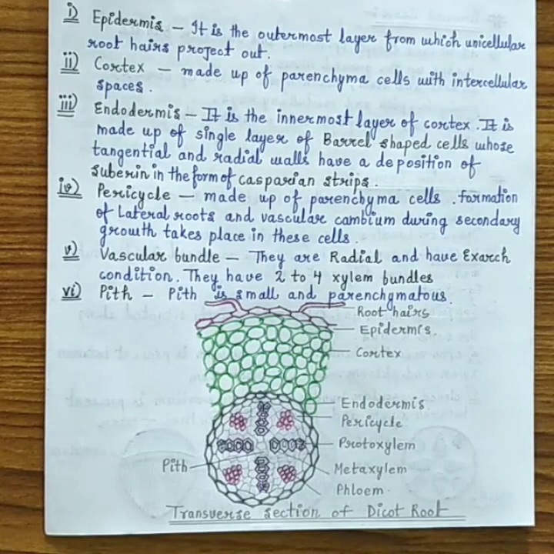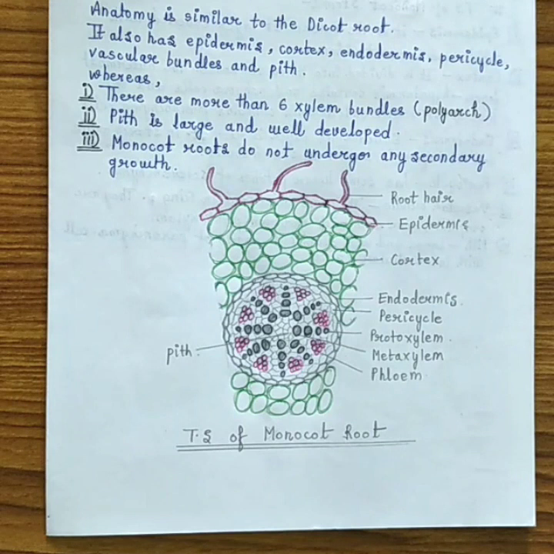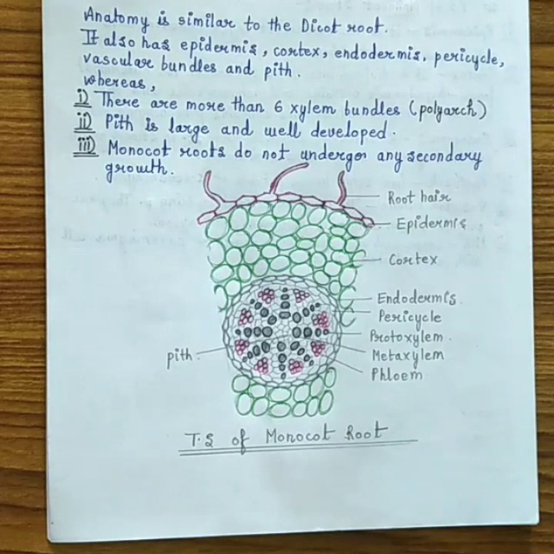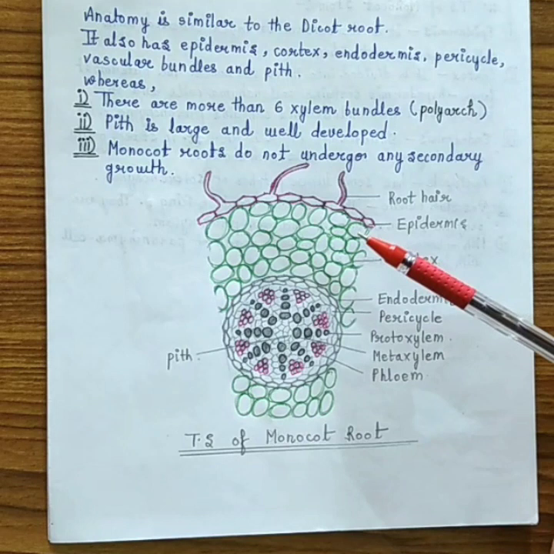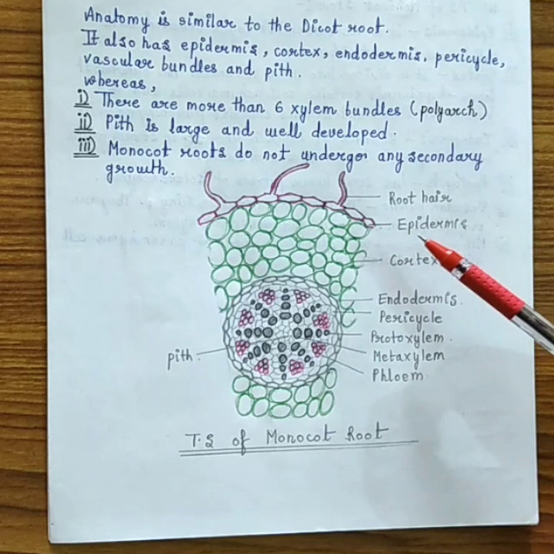Now moving ahead, we'll talk about another transverse section, that is TS of monocot root. So dicot root we have already studied, now we'll talk about monocot root. Now anatomy is very similar to the dicot root. Whatever dicot root was having, the same sequence is there. We'll only study the difference, the different points that this monocot root is having. Jo basic structure hai wo almost same hai.